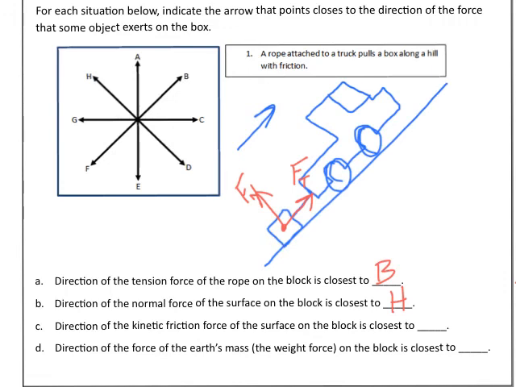The direction of friction. Which one's opposite to the way it's moving? Yeah, good. Okay. So friction is back down the hill, opposite to the way that it moves. Okay. And what about gravity? Gravity's always the same. There you go. Gravity is always straight down, even if you're on a hill.